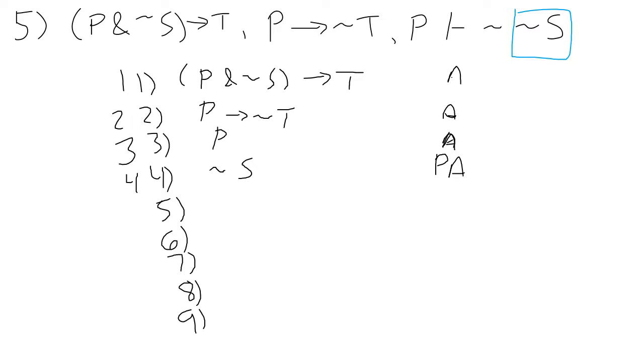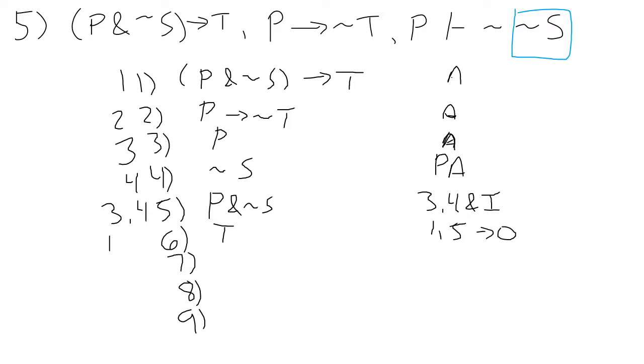And now we're just doing the same thing as before. We're looking for a contradiction. Well, I can put my P and not S together from 3 and 4, ampersand in. And then I can take this and put it into my conditional statement 1 to get T. So that's going to be 1 and 5, arrow out. 1 and 5 is 1, 3, and 4.